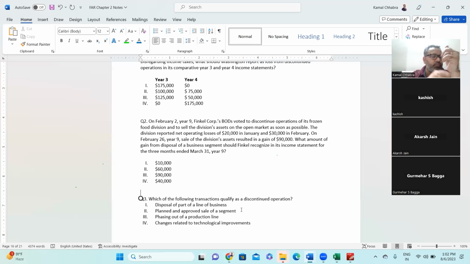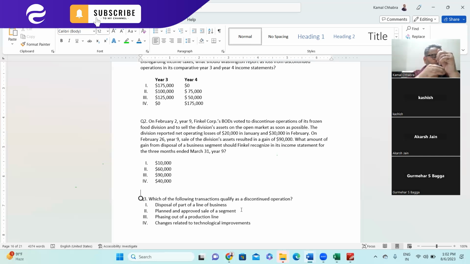It is being substituted by a new type of production line, right? So which option is correct? Second. Right? That level of analysis you need to do. And if you remember, discontinuation of operation requires a proper plan and approval from the management.